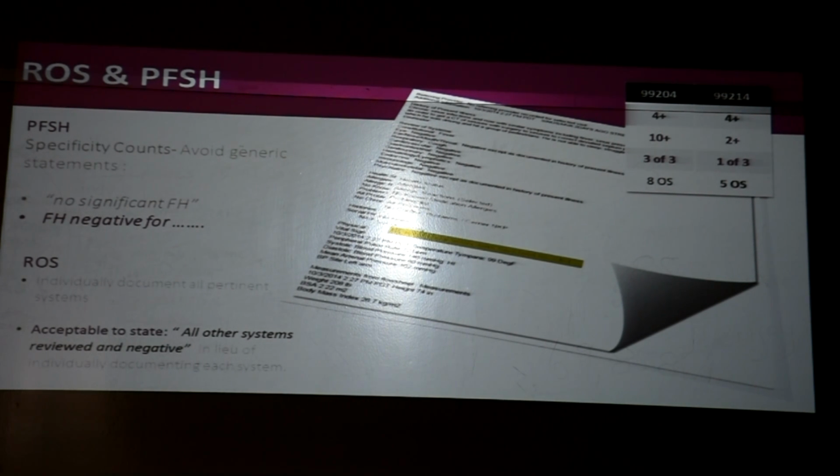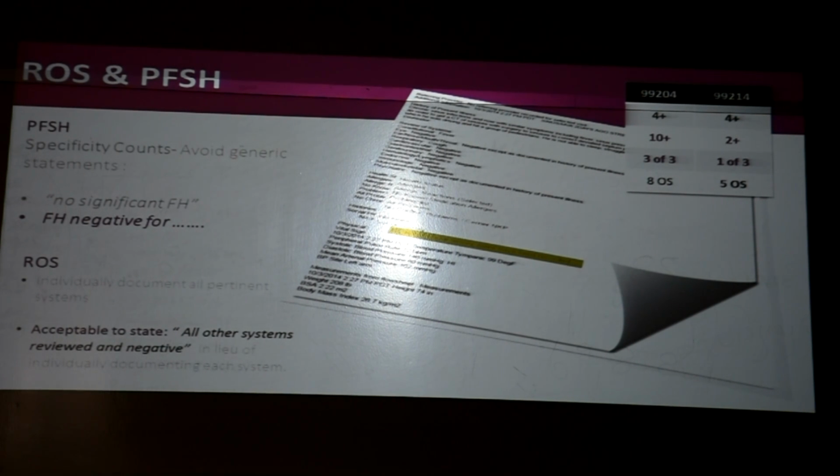Also, with the review of systems, if you're doing a comprehensive review of systems, which means you're reviewing at least 10 systems, and that's what you need for that level 4 service, you can individually document all the systems, or you can document your pertinent systems and then state all other systems reviewed and negative. That is acceptable by most payers. It is acceptable by CMS, and so when it comes to an audit perspective, that's what you want to look at.